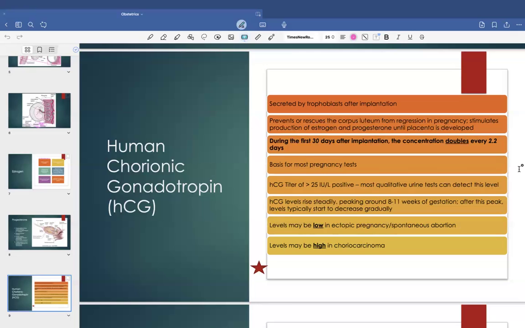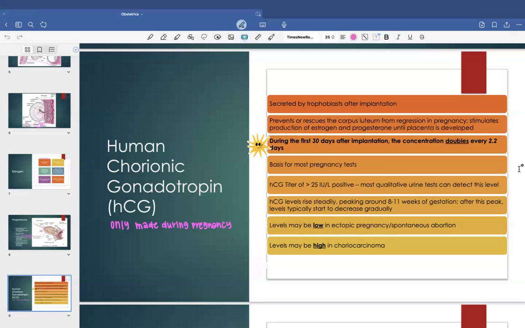HCG titers of over 25 international units per liter is a positive pregnancy test. That's the most a qualitative urine test can detect at that level. So if it's at 25 or higher, that's where the urine test can pick it up.